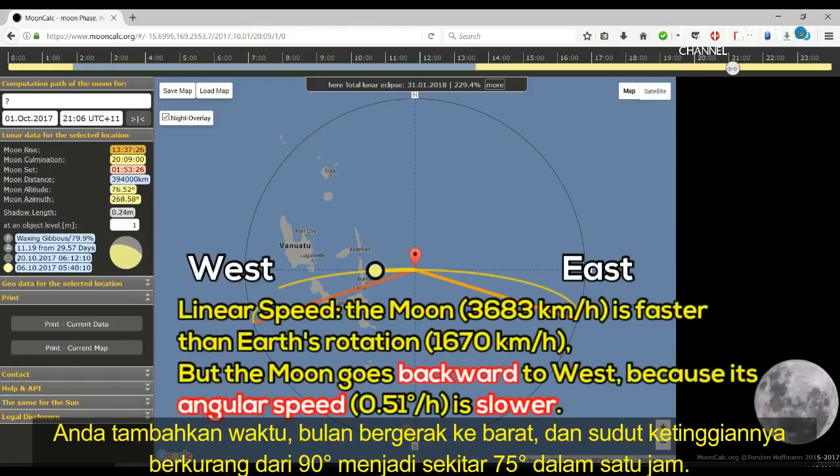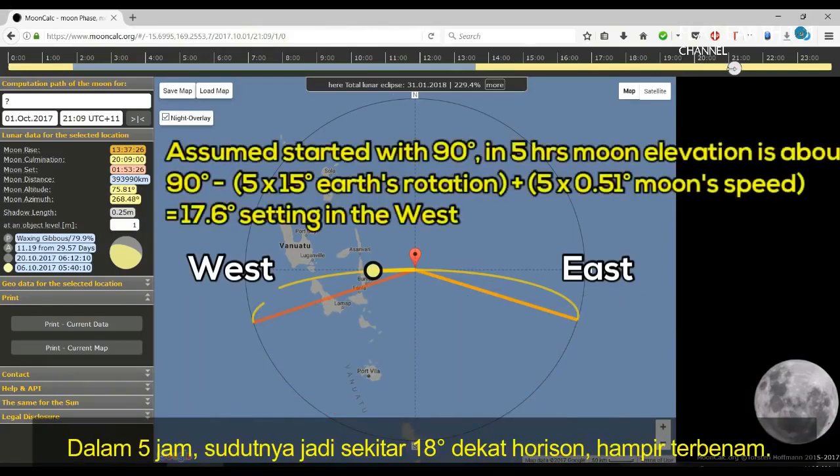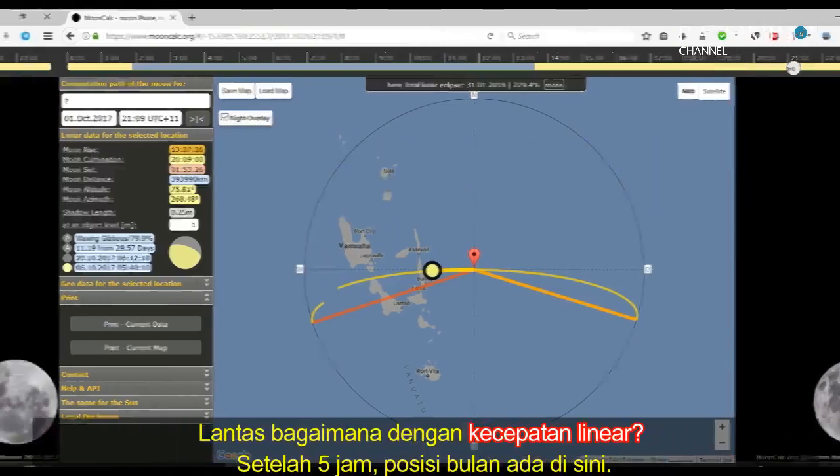And the elevation angle is subtracted from 90 degrees to around 75 degrees in 1 hour. For 5 hours, it would be around 18 degrees near the horizon, almost setting. This is the proof that it's the angular speed that applies. What about the linear speed?